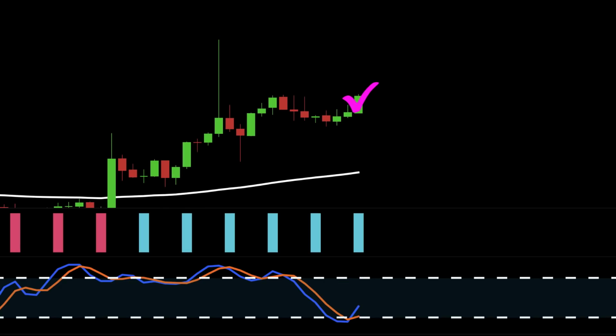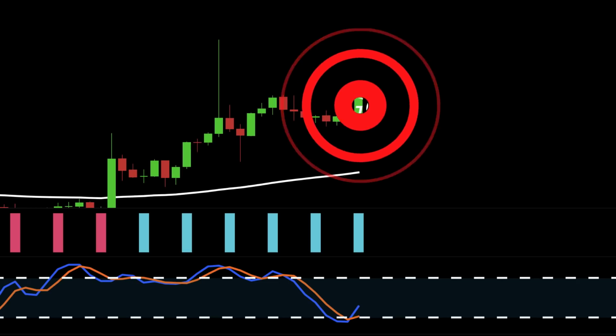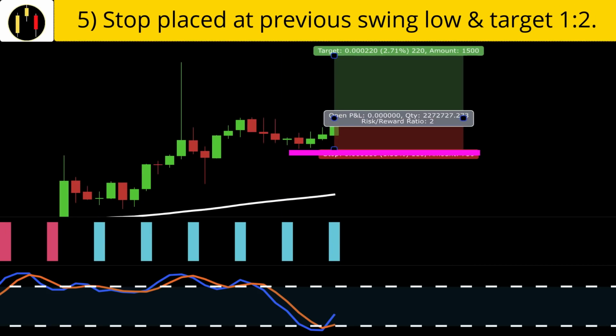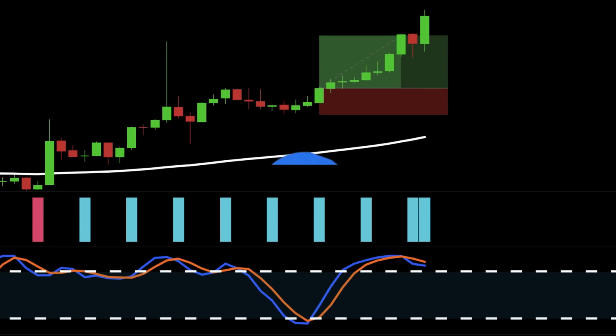All of that happens when this candle closes. That is our trigger candle. We place our stop at the previous swing low, and the target is 2 times risk. And this setup hits the target.